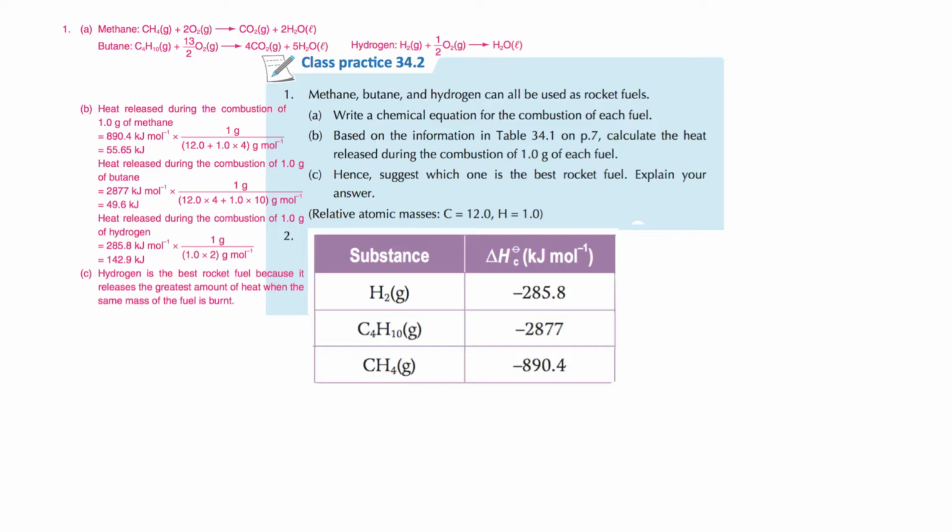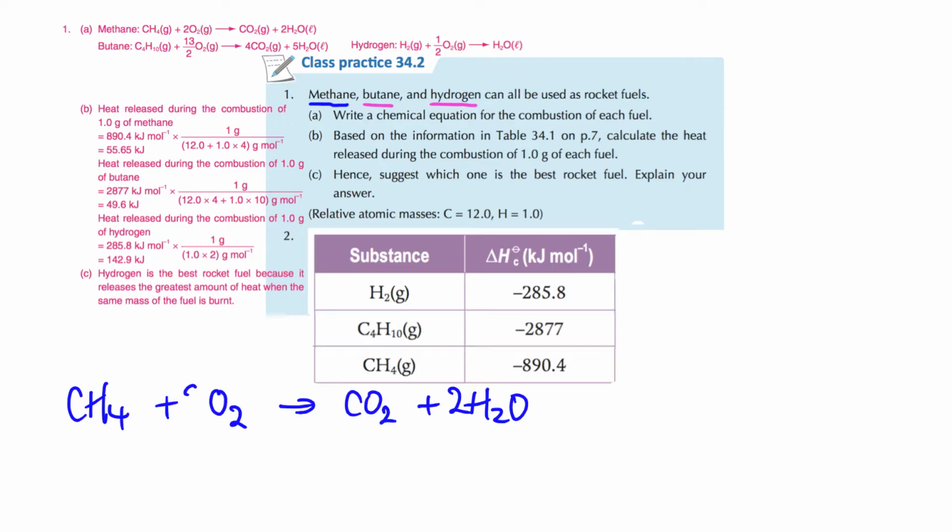So, class spread 34.2. I'm not going to do all of them with you. Just focus on methane. For the rest, like butane and hydrogen, please do them on your own. For methane, first of all, write a chemical equation for the combustion of each fuel. We are not writing a thermochemical equation, so just a balanced equation will do. We have methane, burning in oxygen, giving CO2 and 2 H2O. In total on the right hand side we have 4 O, so you have 2 O2 here.